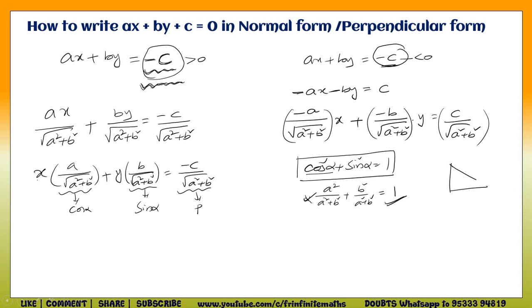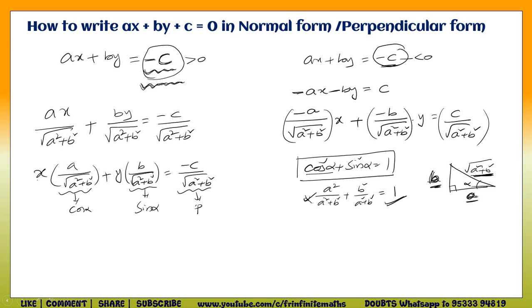Or otherwise what I can say here is, when this is my angle alpha, and if a and b are two sides, then automatically the hypotenuse is root a square plus b square. So suppose this is b and this is a, then I will have cos alpha is equal to a by root a square plus b square, sin alpha is equal to b by root a square plus b square, right? So to get this particular hypotenuse value, we are going to divide with root a square plus b square on both sides, right?